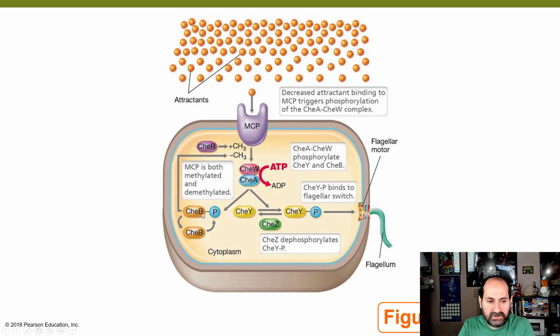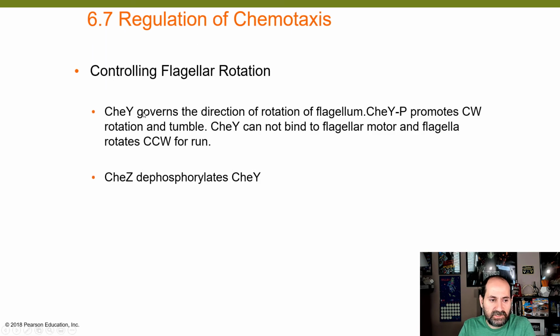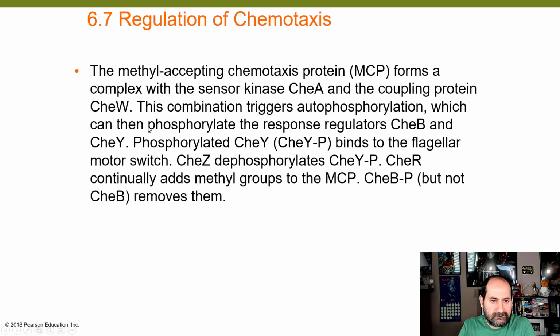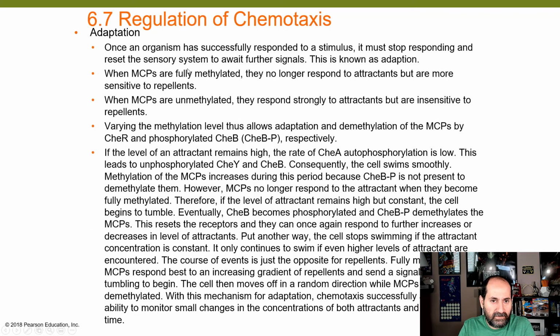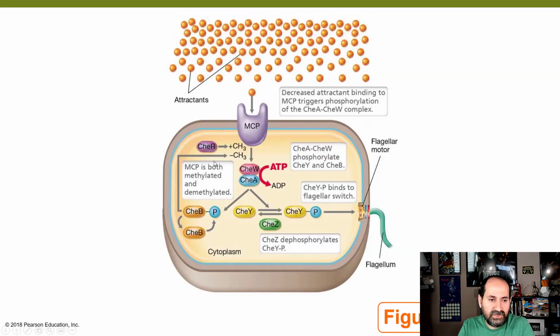Now you might be wondering, what is the role of CheB and CheR? This has a role in what's known as adaptation. Let's see if I can define adaptation for you. Once an organism has successfully responded to a stimulus, it must stop responding and reset the sensory system to await further signals. This is known as adaptation. So adaptation makes it so that this response stops. So you stop responding to signals.